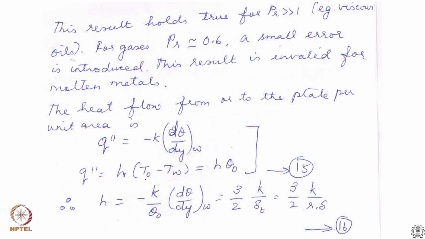T naught is the ambient temperature, or the free stream temperature, and T wall is the temperature that occurs after x greater than x naught. Because in the section where x is less than x naught, T is equal to T naught, there is no heat transfer coefficient. The heat transfer coefficient only starts to develop after x greater than x naught.